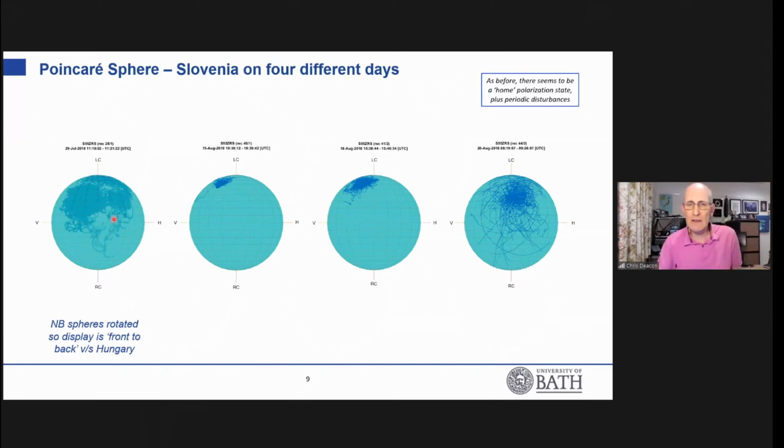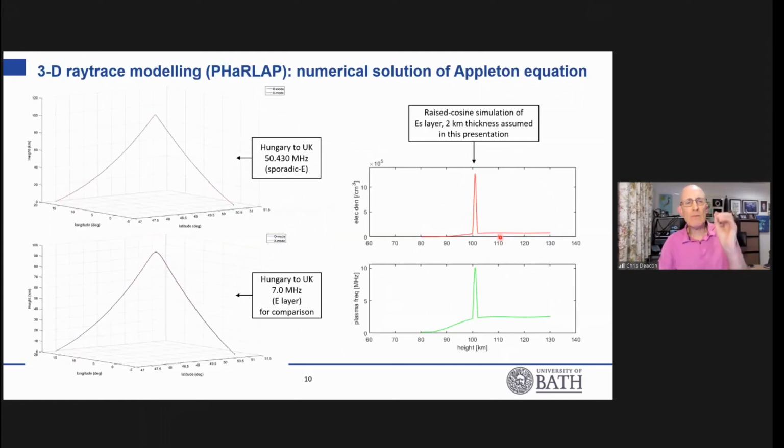And also, just for a matter of interest, the two right-hand spheres here, 18th of August and 20th of August, were taken on the same day as the last 2 of the Hungary records. In other words, it's not a systematic change in the equipment. So I then moved into ray-based modeling using FireLab.